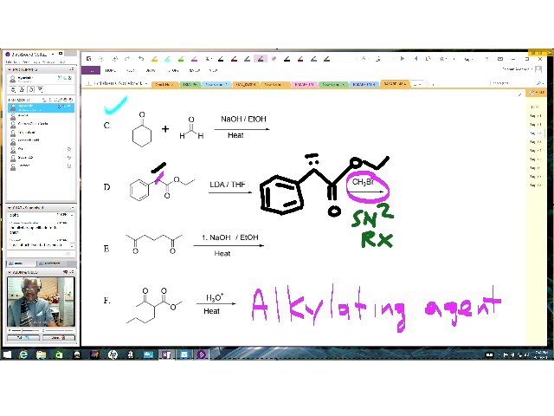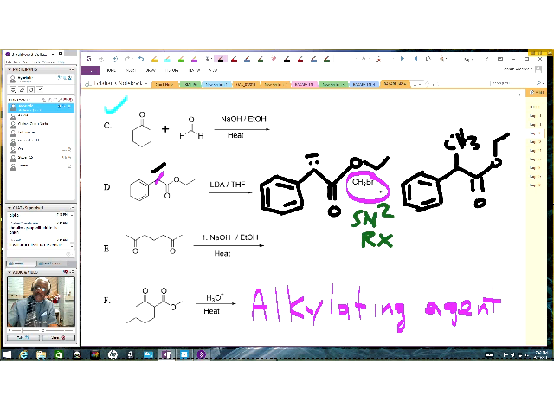The enolate will attack the carbon of the methyl bromide, and then you are going to alkylate the alpha carbon. So therefore the product will be this. And that will be the product for that sequence of reactions. Now, if you follow that, give me a happy face.